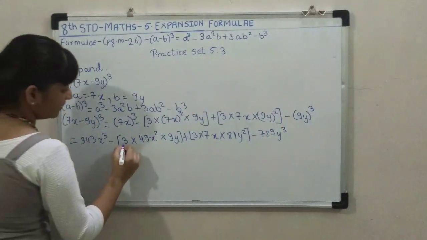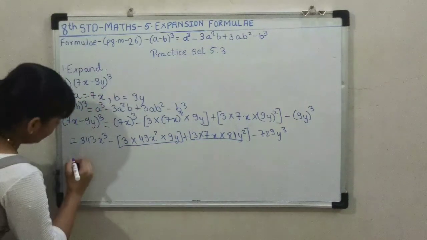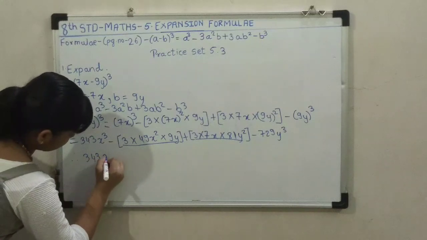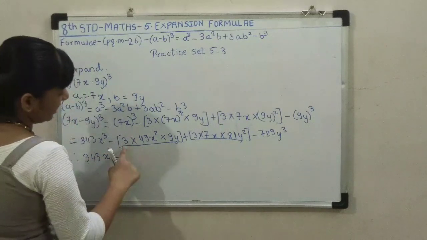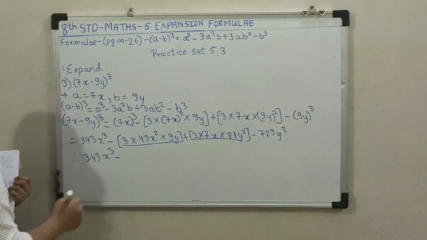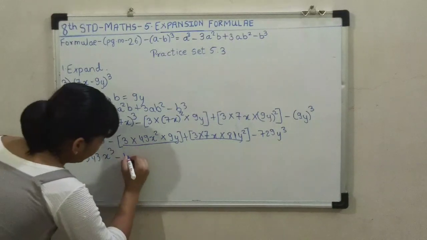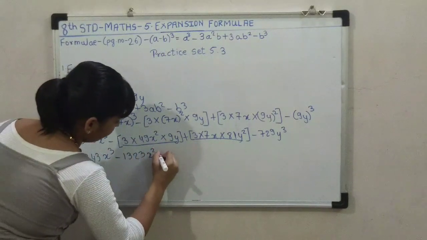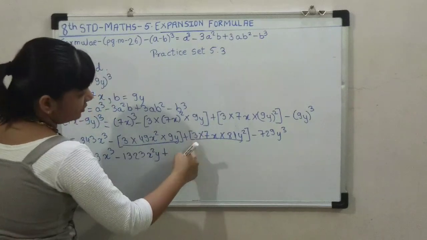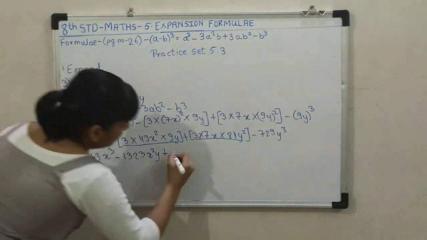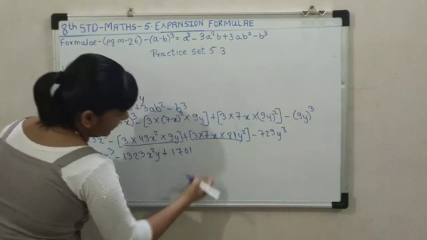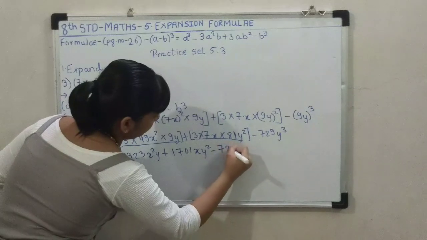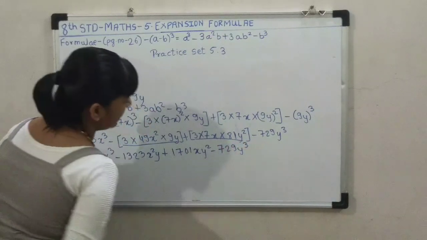Here we have to multiply this and this. So our final answer is 343x³ minus, multiplying 3 into 49 into 9, the answer is 1323x²y, plus 7 into 3 into 81, the answer is 1701xy², minus 729y³. So this is our final answer.